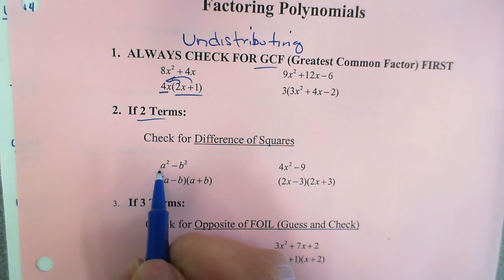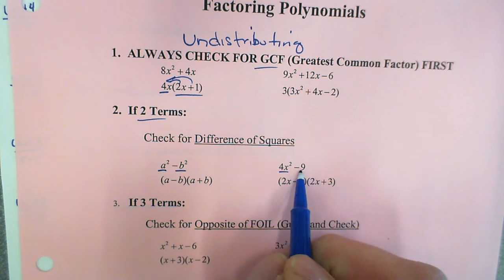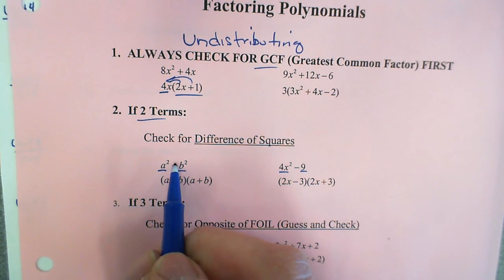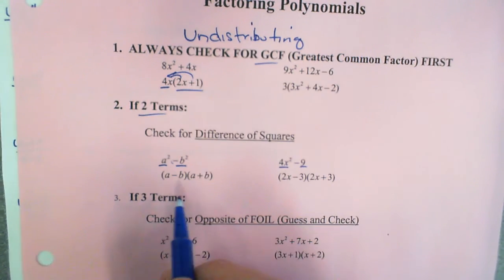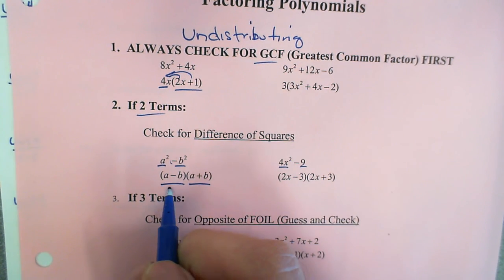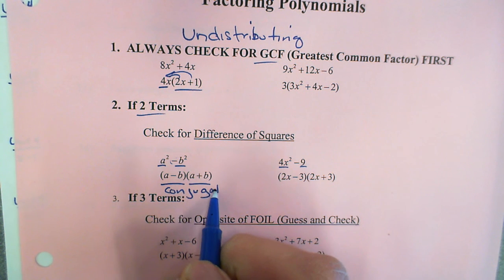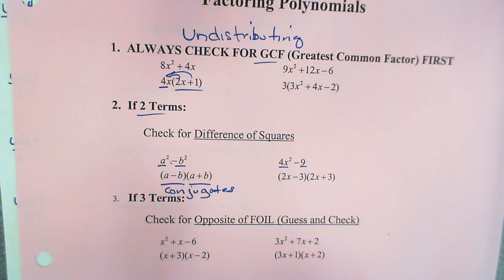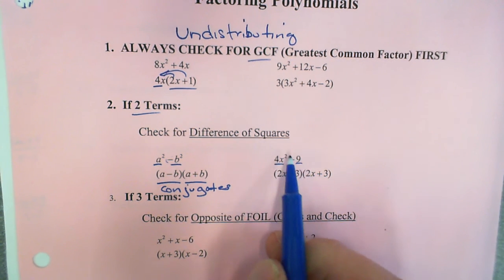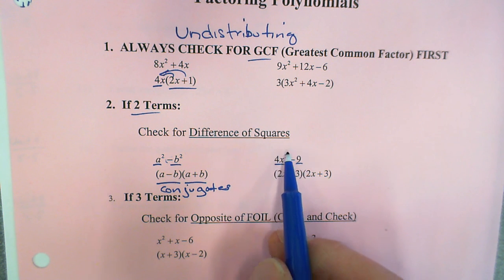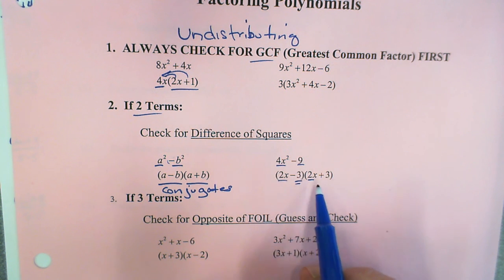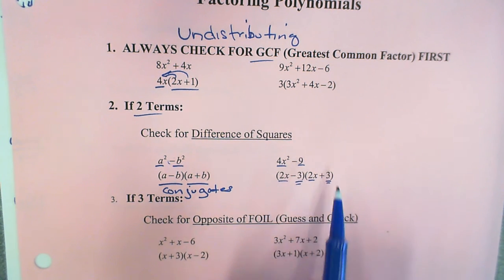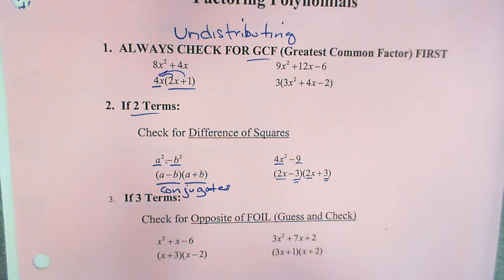Okay? Difference of squares, the first term and the last term both have to be perfect squares. And the middle term needs to be subtraction. Then, if that happens, it's going to factor into conjugates. Remember, conjugates are the same 2 binomials, just one's adding, one's subtracting. So what you do is you take the square root of the first term, which is the square root of 4x squared, is 2x, so 2x and 2x. Square root of 9 is 3, so that's 3 and 3. And then one's minus, one's plus. That would be a difference of squares.